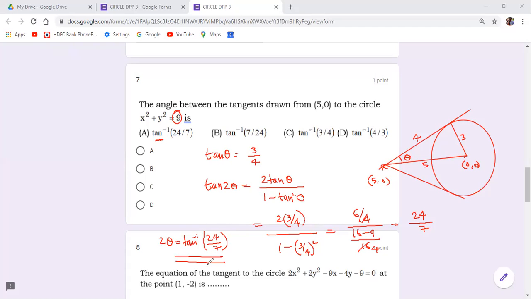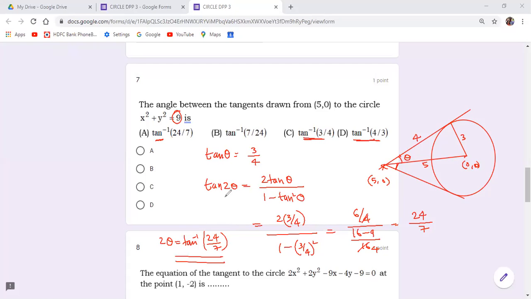Is it fine? Yes, sir. Anybody wrote the answer as tan inverse 3/4? So I took the angle of only one angle. You have to double it. That's why I thought of that option.